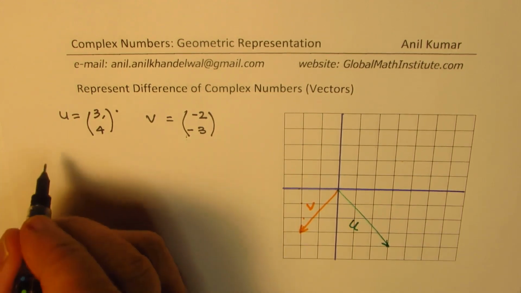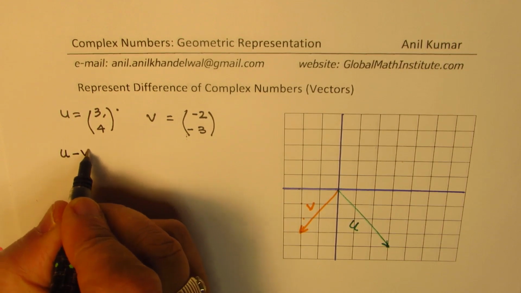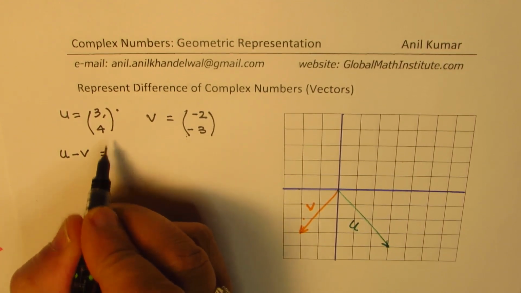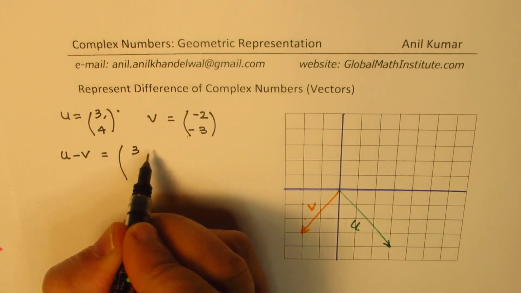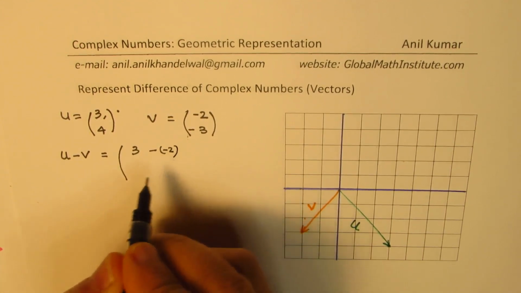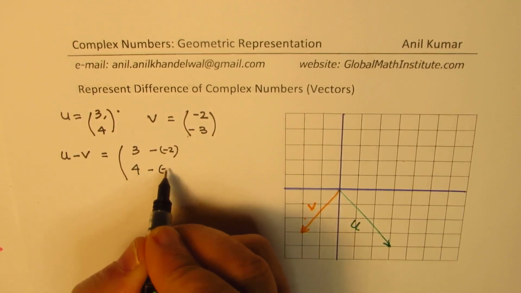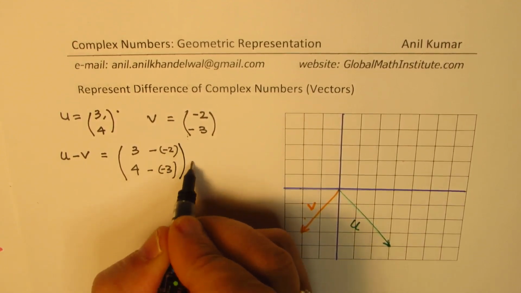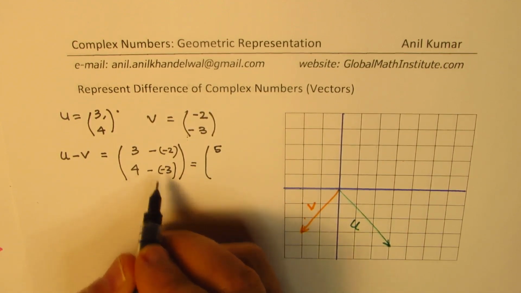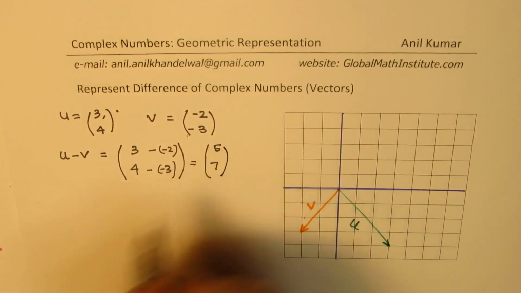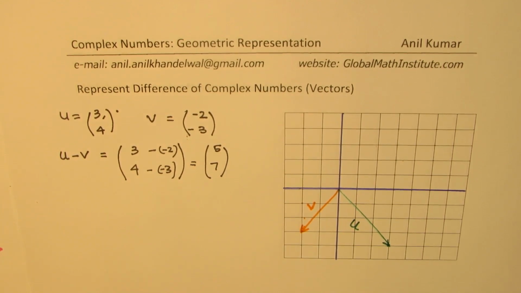Now if I have to perform the operation u minus v, these are vectors, then the result will be, as you can see, 3 minus of minus 2, 4 minus of minus 3, and what you get here is 5, and that is 3 plus 4 as 7. So that should be the result. Now, how do we do it geometrically?